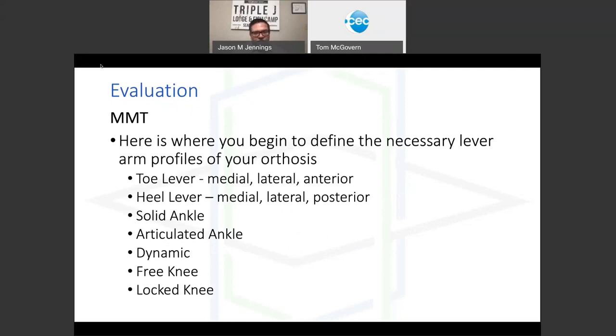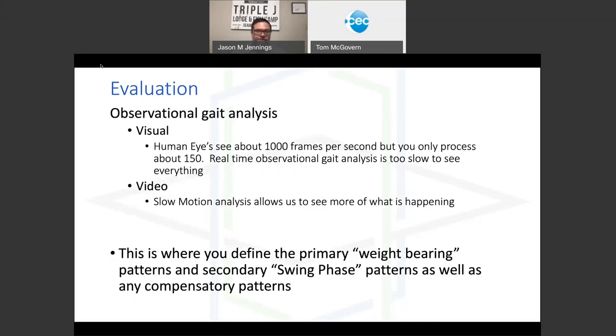So we need to consider toe levers, heel levers. Are we going to make this device solid ankle? Are we going to articulate the ankle? Is an articulation appropriate? Are we going to allow an articulated ankle with free motion, but the patient doesn't have enough strength to overcome body weight in that direction? Are we going to make it dynamic, or a free knee or a locked knee? A lot of those types of decisions can be made during the manual muscle testing portion of your evaluation.